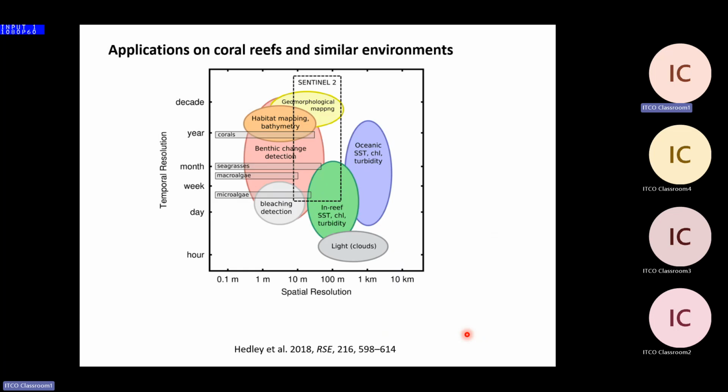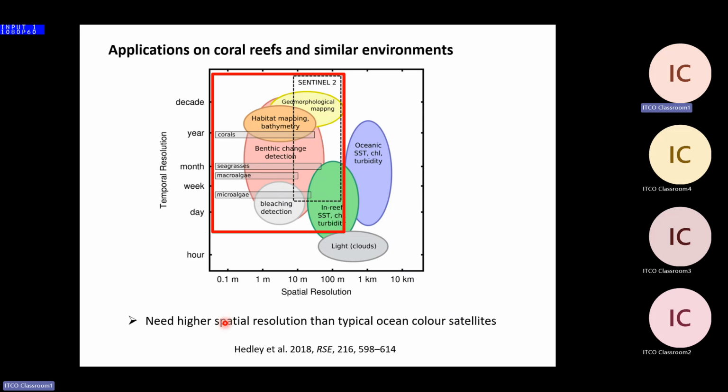This is a slide similar to what Wayne showed. Along the bottom here, we've got spatial resolution, and up here, temporal resolution, which is imagery acquisition repeat time. This is just to give an idea of what we would quite like to have in terms of imagery for doing these kind of activities. And the main point is, this is a slide I pulled from a paper about Sentinel-2. So it's got Sentinel-2 as a box here, but actually we're really interested in this red area. So we've got things like benthic change detection, habitat mapping, bathymetry, geomorphological mapping, and down here bleaching detection. That's coral bleaching.